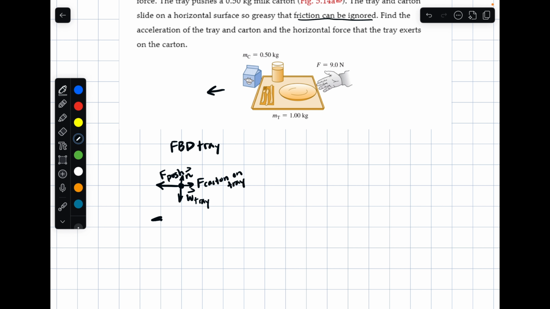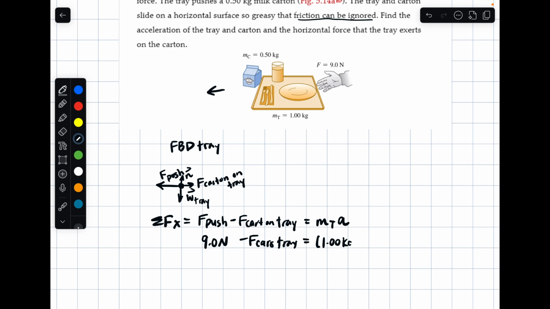So now, if we want to find the acceleration of the tray, we're going to need to add up all the forces in the x. Set that equal to the mass of the tray times its acceleration. Well, we know the force of the push is 9 newtons. We don't know the force of the carton on the tray. We know the mass of the tray, solving for acceleration. So we have one equation, 2 unknowns, so it's not solvable at the moment.